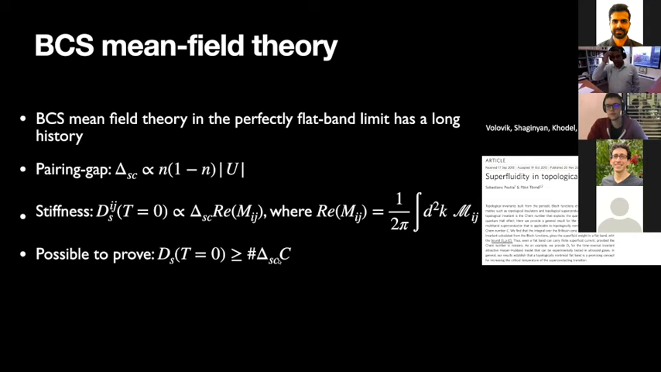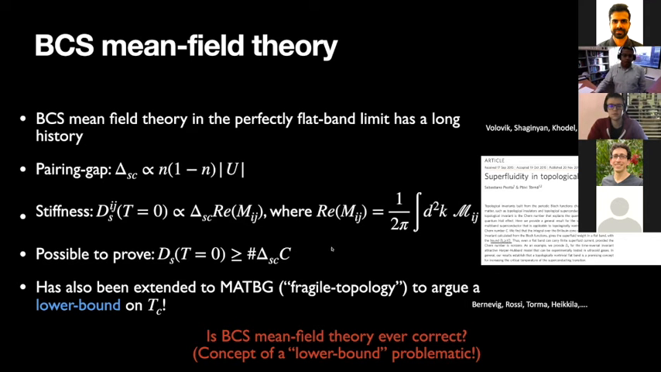Okay. So as I said, conceptually, the only reason why I came to know about this paper is that in 2019, there were a number of different groups, including some of the same authors, who extended this calculation to the specific example of twisted bilayer graphene, which doesn't quite have topological bands in the sense of having a Chern number, but has something somewhat more intricate, to argue that there will be a lower bound on TC.